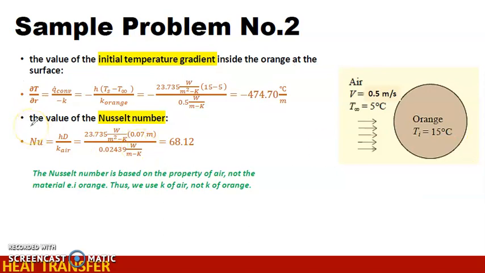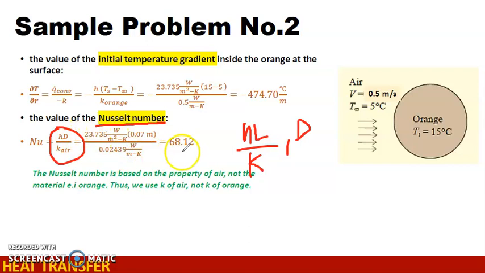The last one that we need to find is the Nusselt number. If you're familiar, that's h times the characteristic length over k. For this problem, our characteristic length is D. That's why we have hD over the k of air. Instead of using L, the characteristic length is D, and it's given. Substituting all the values, we have 68.12. That's our Nusselt number.